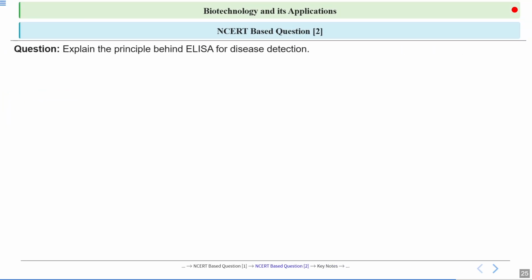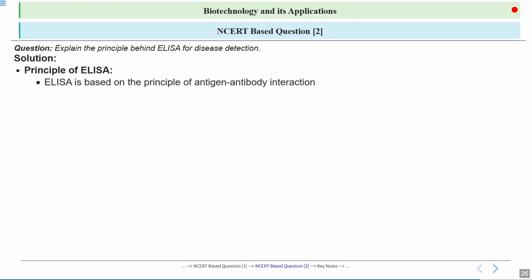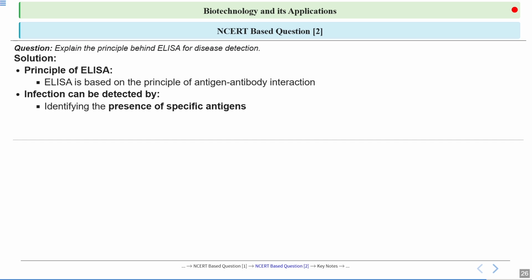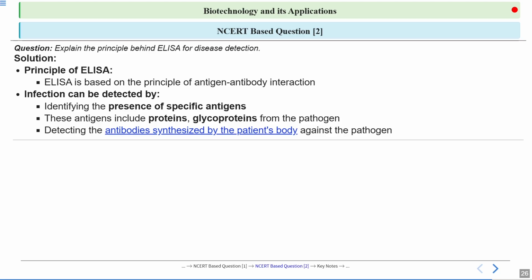The second question says we have to explain the principle behind ELISA for disease detection, how we detect a disease using ELISA. So what is the principle of ELISA? ELISA is based on the principle of antigen and antibody interaction. Infection can be detected by identifying the presence of a specific antigen. Now, these antigens can include proteins and glycoproteins from the pathogen. Or by detecting the antibodies synthesized by the patient's body against the pathogen.